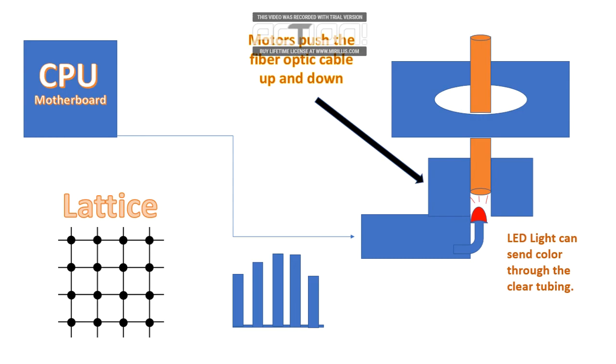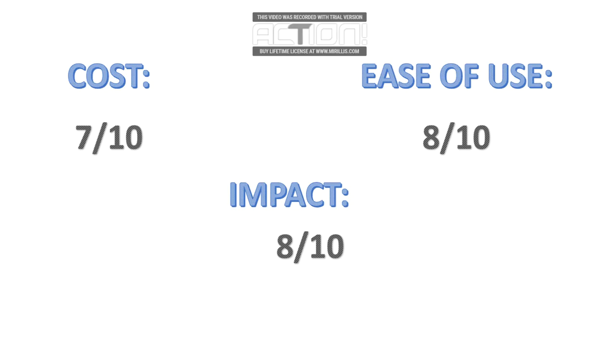Now, the criteria that I use to base this on are cost, ease of use, and impact. As for cost, I gave it a 7 out of 10 because it is materials that have already been used. Fiber optic cables are simply clear plastic that's bendable, flexible as such. It's not something that we necessarily have to engineer. We just have to put the components that already exist together.